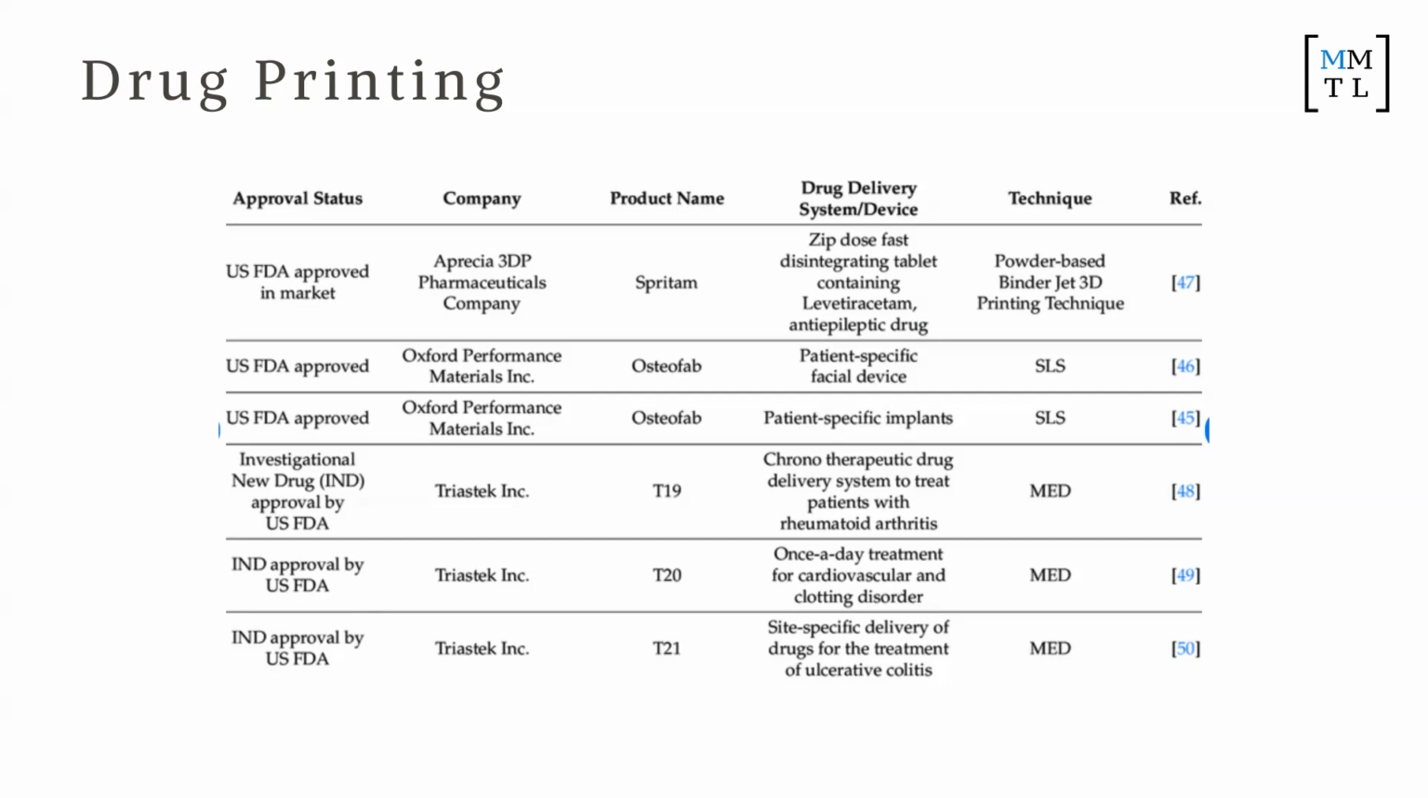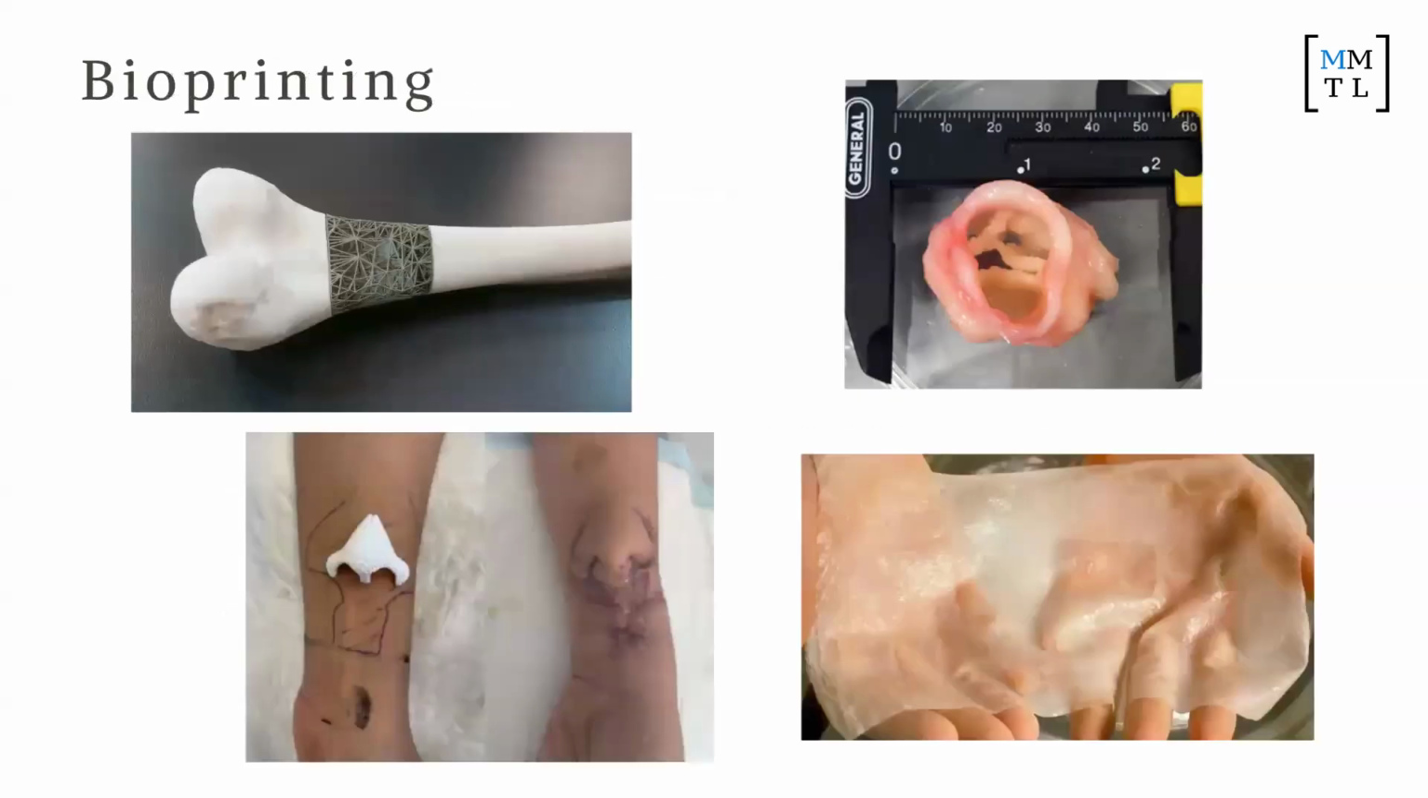So for example, this I believe is an anti-epileptic drug that's being 3D printed using these technologies here, right? These ones here, I believe, are devices actually, so implants. And then these ones here, so an IND, if you recall from the clinical trial side, is when you get approval from the FDA to actually do a clinical trial. And it seems to be used for things like rheumatoid arthritis or some sort of cardiovascular disorder and ulcerative colitis. Okay, so again, these are sort of cool technologies that are coming up in the drug and pharmaceutical space.